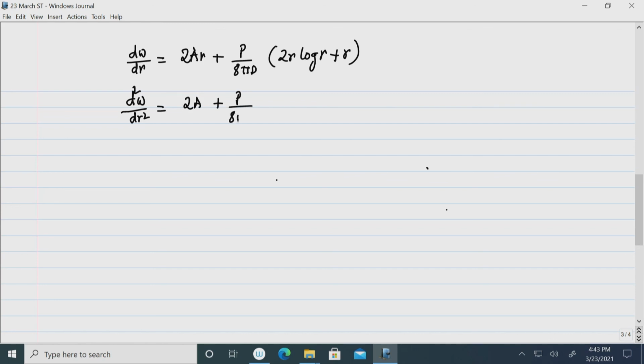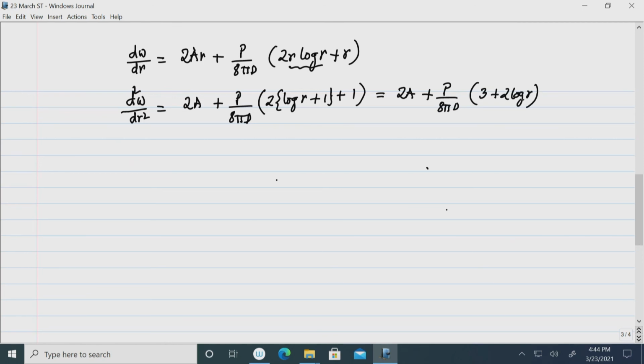You see, this is the product of two functions. So, we are differentiating, and after differentiating we are getting say here 2 into say we are getting first say log r, then we are getting 1 plus 1 another term is there. So, final expression is second derivative is twice a plus p by 8 pi d into 3 plus 2 log r.